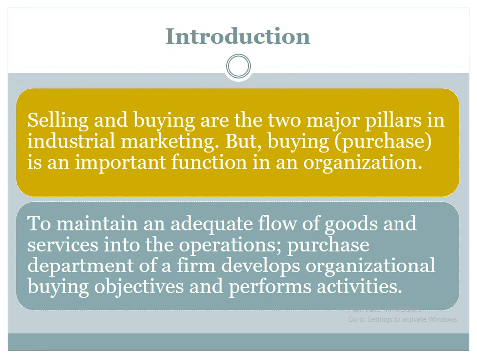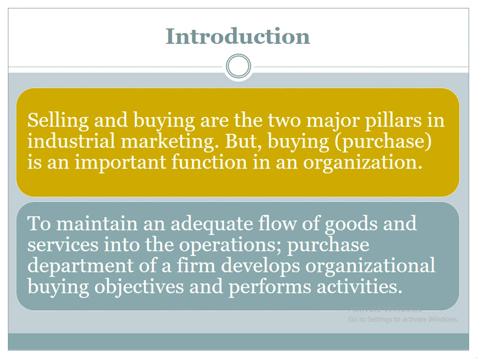To maintain an adequate flow of goods and services into the operations, the purchase department of any organization or firm develops the organizational buying behavior objective and performs various activities to satisfy these objectives. The behavior of the supplier as well as the potential users in the organization influence the purchase department. To know these various influences, let's first study the purchasing objectives for any organizational or industrial consumers.